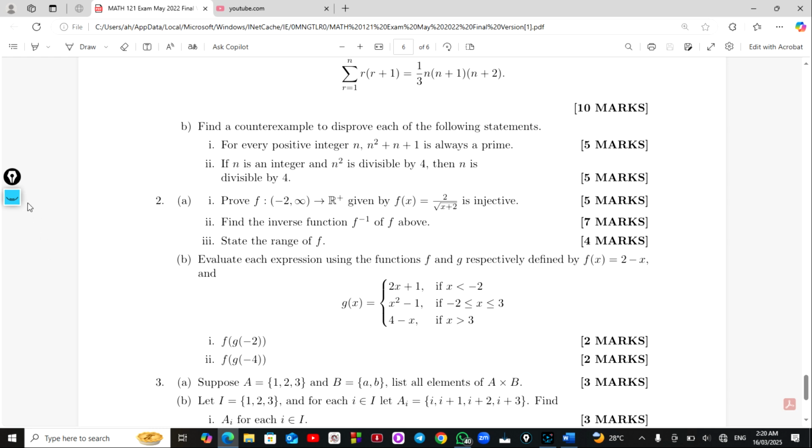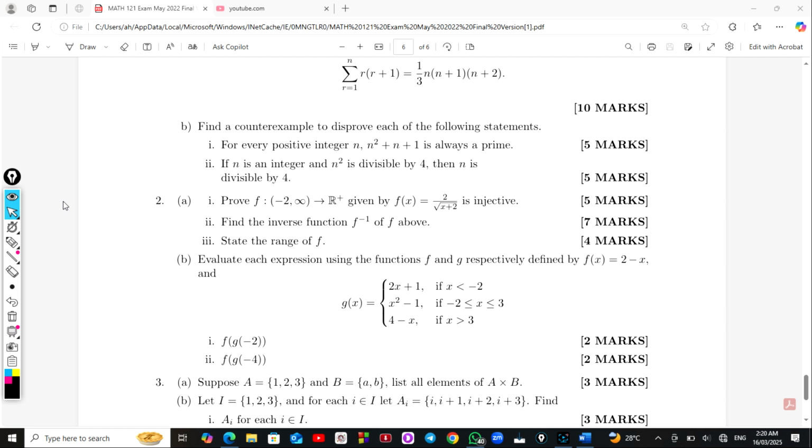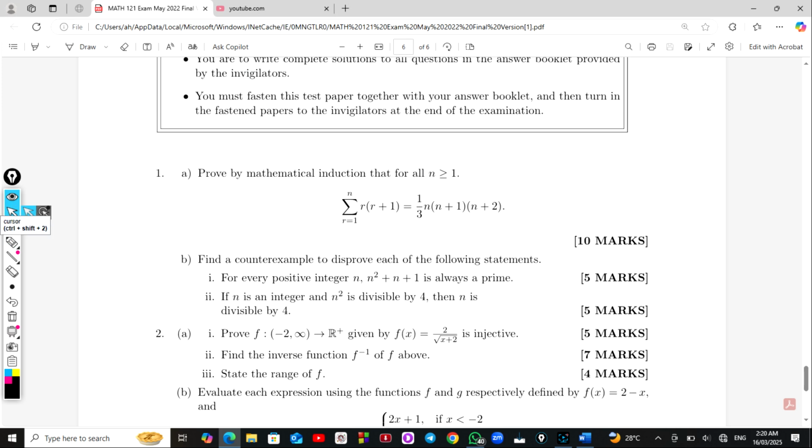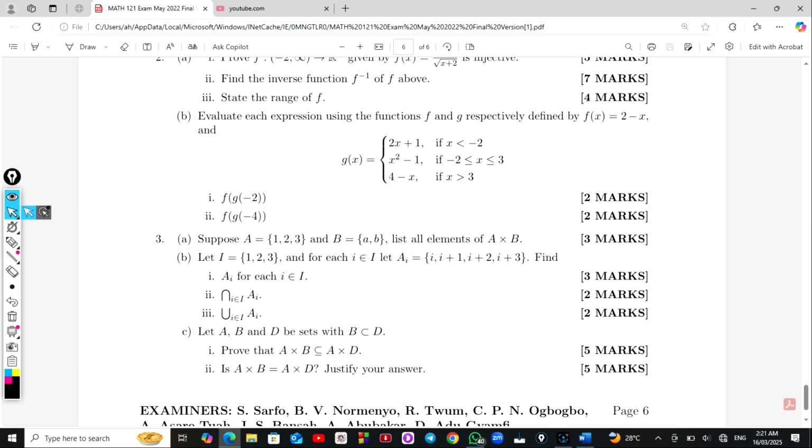So today I just want us to go through some mathematical questions so that it will prepare you as you also prepare towards your semester examination. So I want us to look at some of the past questions, and we will look at number 1 and question 3.